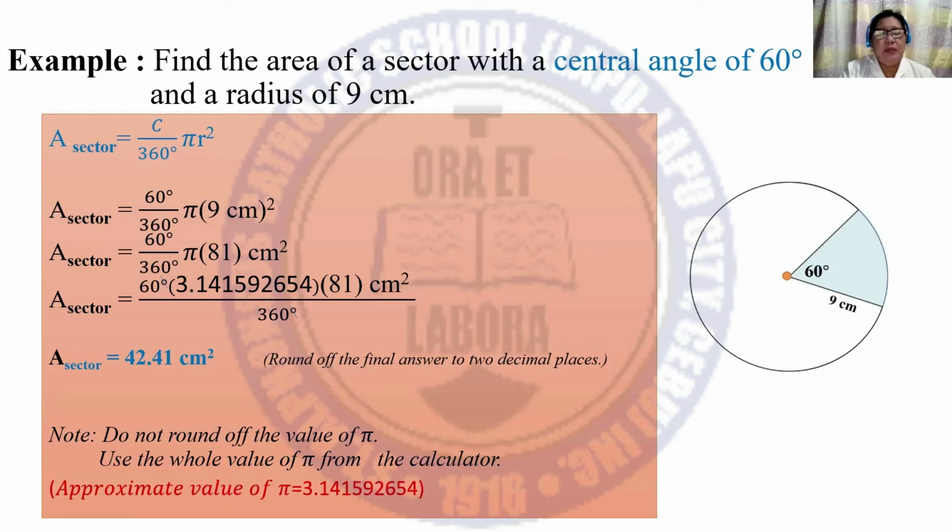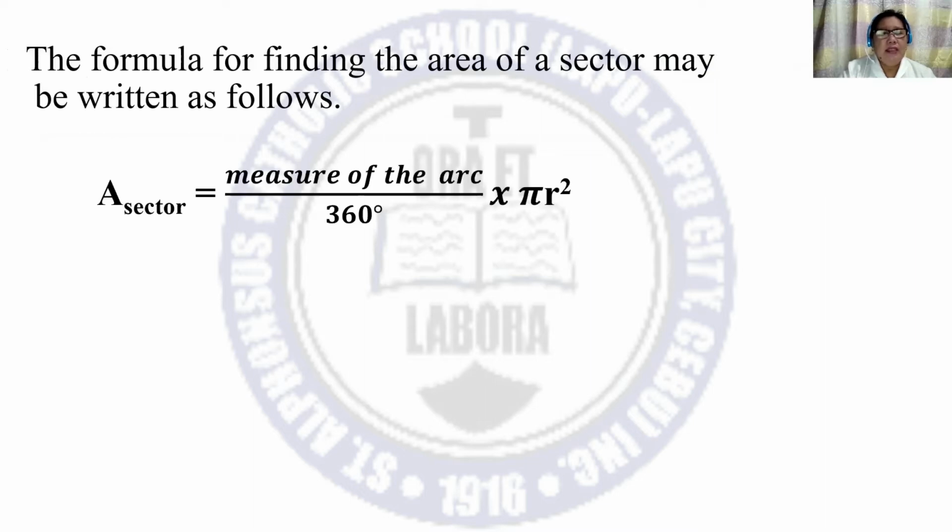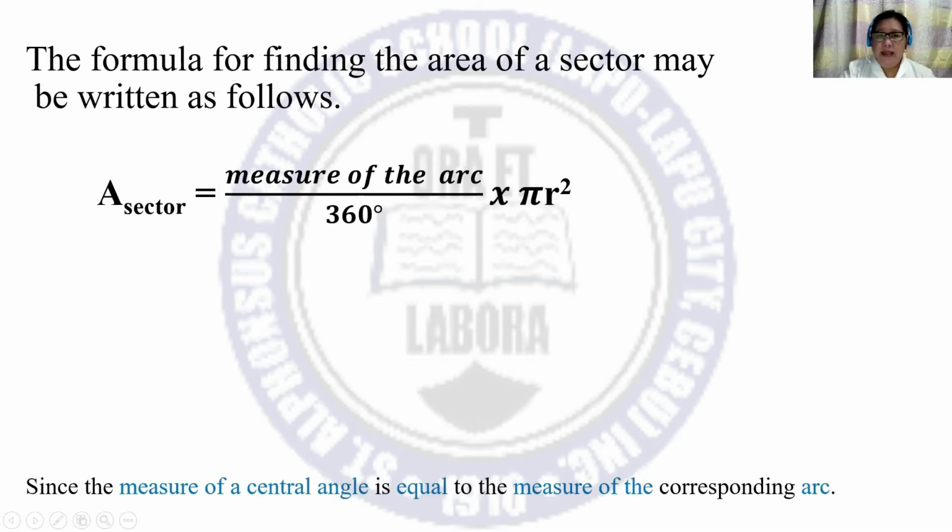And this is the approximate value of pi, equivalent to 3.141592654. The formula for finding the area of a sector may be written as follows. Area of a sector is equal to the measure of the arc over 360 degrees times pi r squared, since the measure of the central angle is equal to the measure of the corresponding arc.